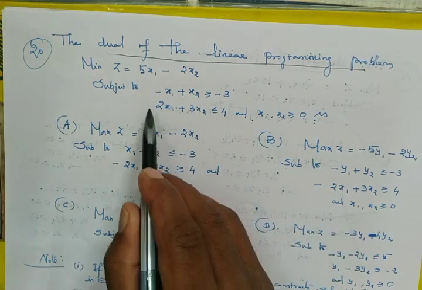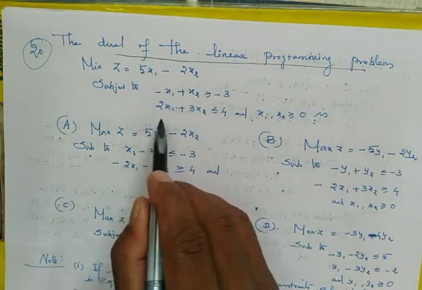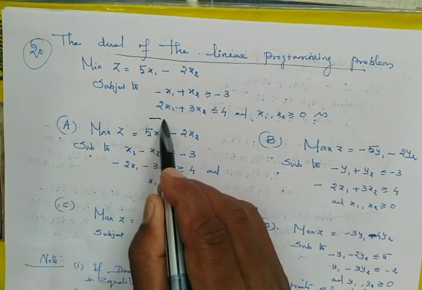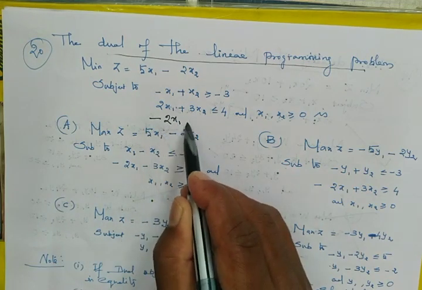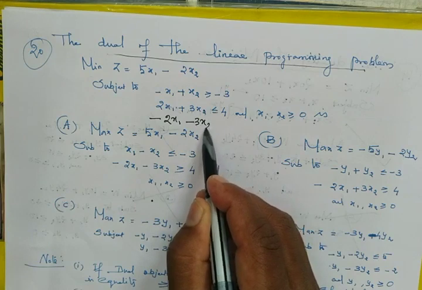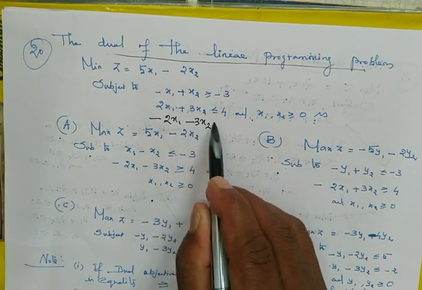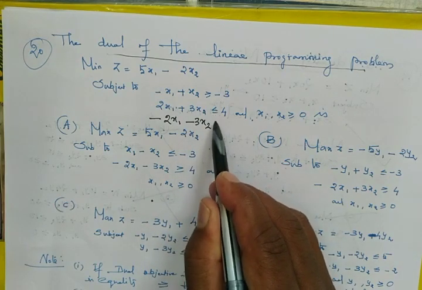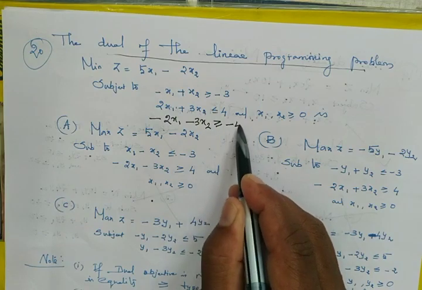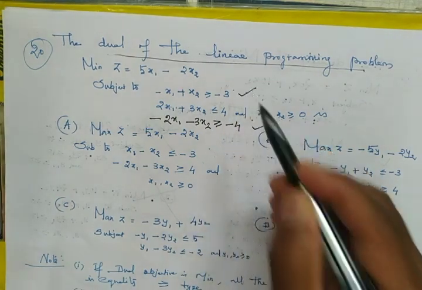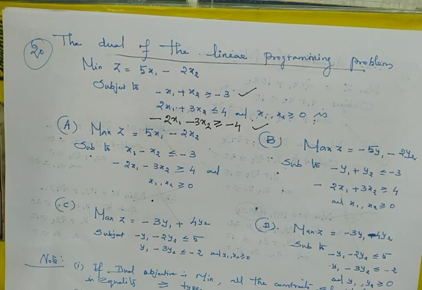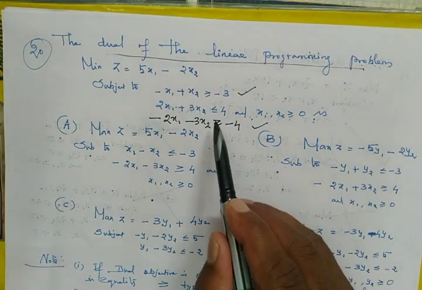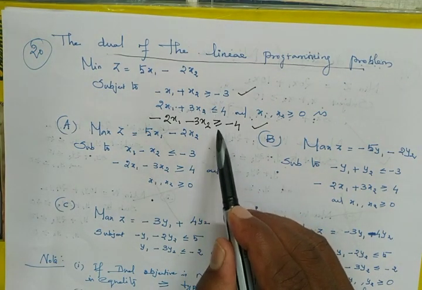That's the reason you first convert the given problem into the right format. So you multiply by minus: minus 2x1 minus 3x2. At the time of multiplying with minus, less than or equal to becomes greater than or equal to minus 4. This is the right format of the given problem. First you convert the given problem to the right format. That's the reason I converted less than or equal to into greater than or equal to type.